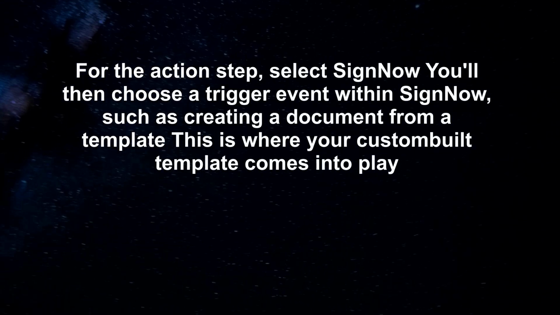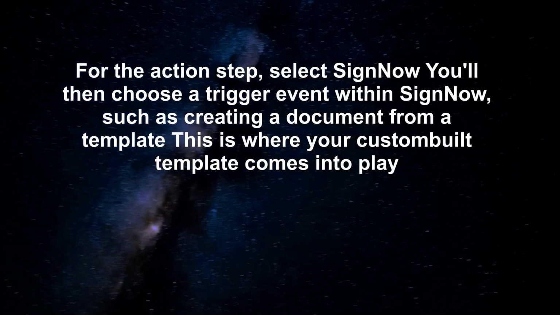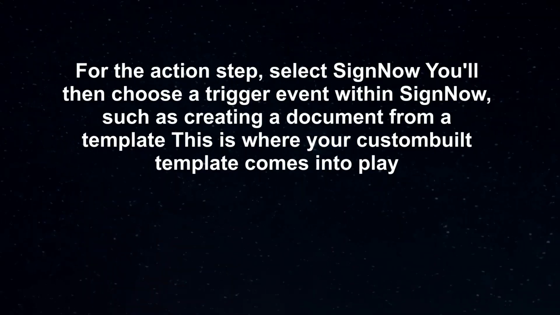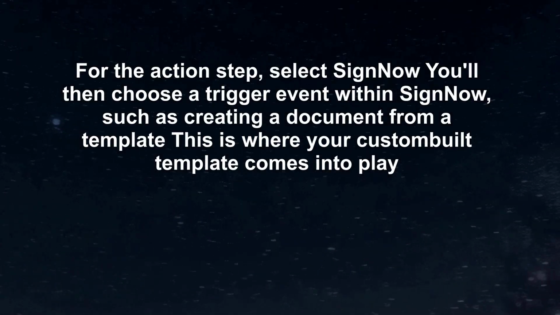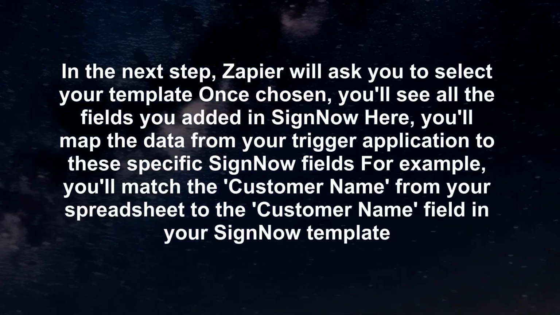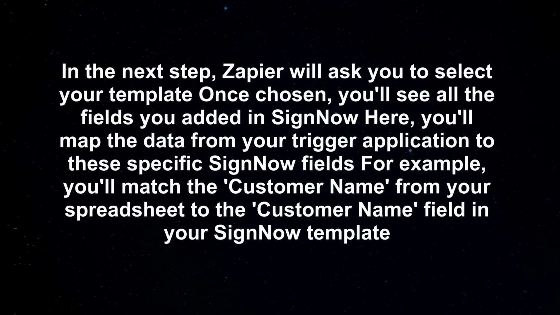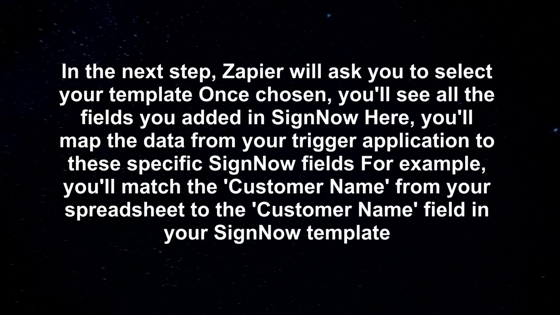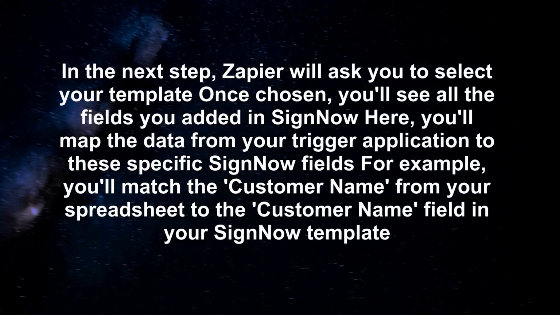For the action step, select SignNow. You'll then choose a trigger event within SignNow, such as creating a document from a template. This is where your custom-built template comes into play. In the next step, Zapier will ask you to select your template. Once chosen, you'll see all the fields you added in SignNow here.